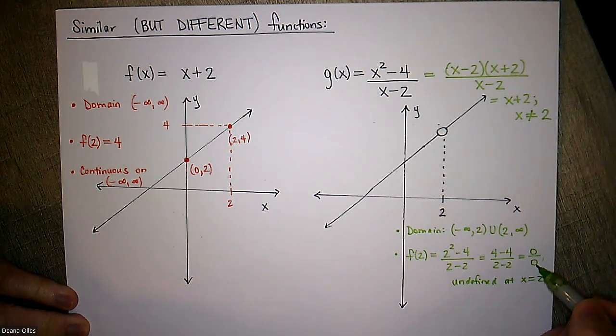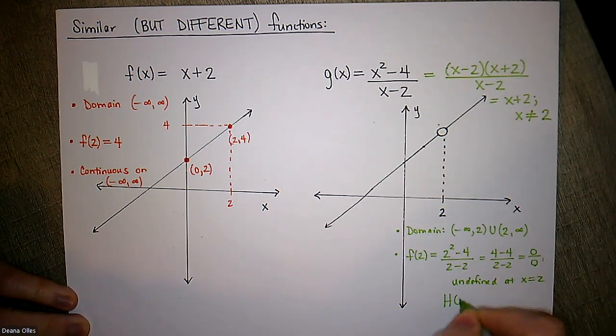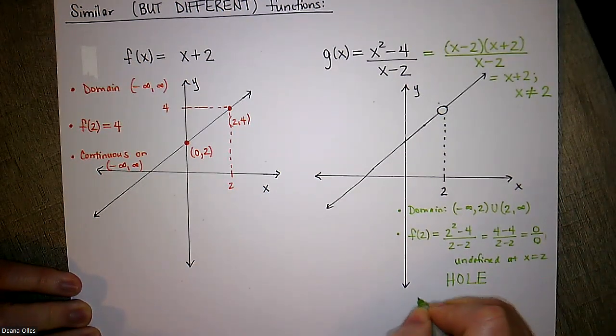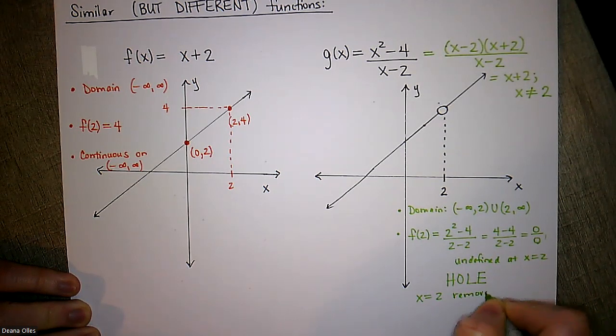So 0 over 0, when you see something like that, you should automatically say to yourself, graphically, I have a hole. I have a hole in the graph of my function. This is also known as, x equals 2 is known as a removable discontinuity.